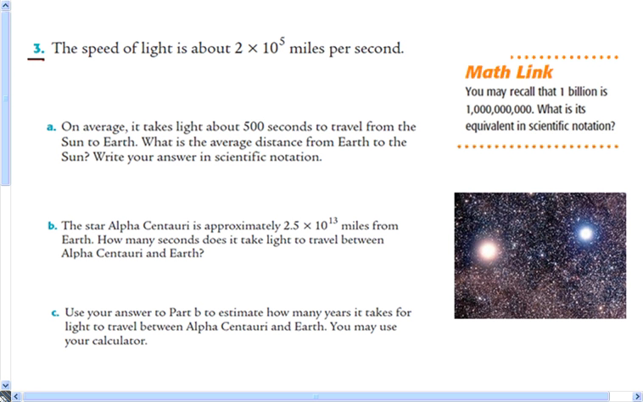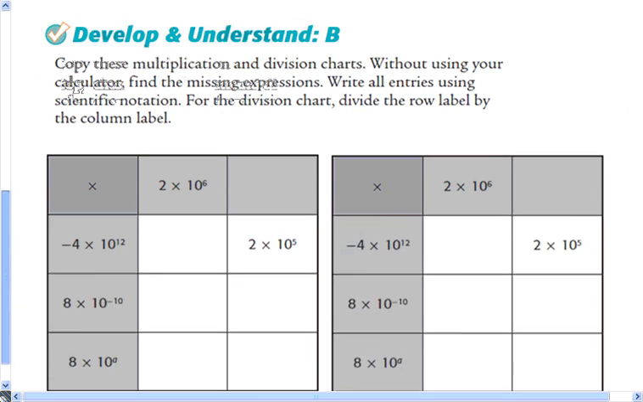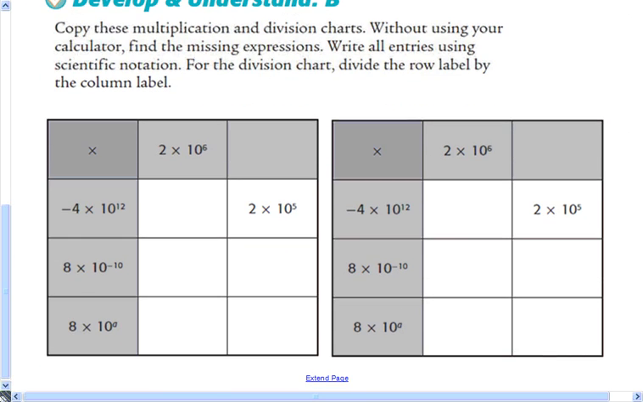All right, I'm going to do just a couple problems on this, so we make sure you understand this when you come to class. This is a multiplication chart, so we're going to multiply this number times the number up here to get this entry here. And if you did that for these two, the shortcut would be you just multiply -4 times 2, which is -8. Then you multiply 10 to the 12 times 10 to the 6. And when you're multiplying and they have the same base, just add the exponents. All right, and then I'm going to do one more over here to find the missing number here.